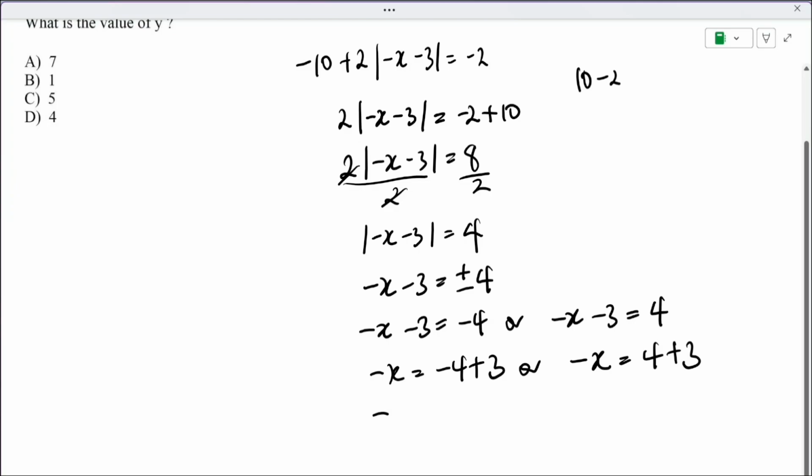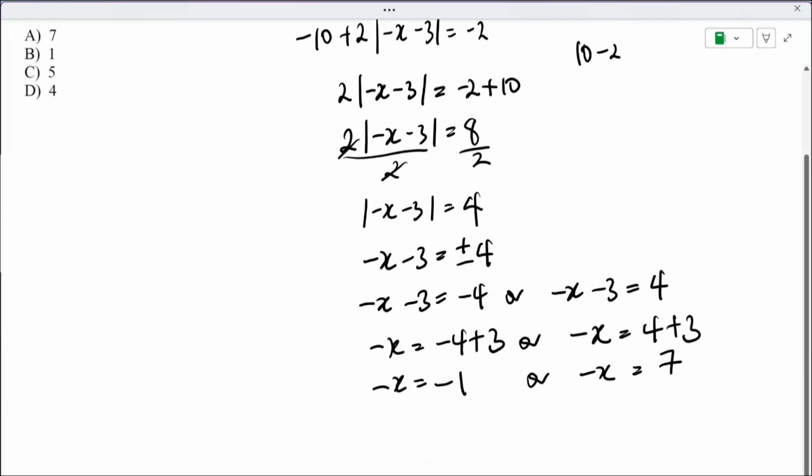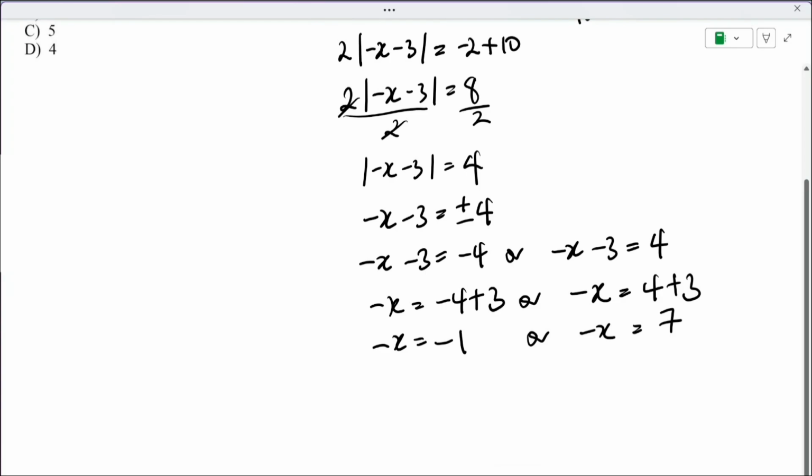Next, negative x equals negative 4 plus 3. You are owing 4. 4 is greater than 3, and 4 has a negative. 3 has a positive. So you are owing 4, you have 3. If you pay 3, from the 4 you owe, you'll still be owing 1. So negative x equals negative 1. Or negative x equals 4 plus 3, that's 7. We're looking for x. x should be positive.